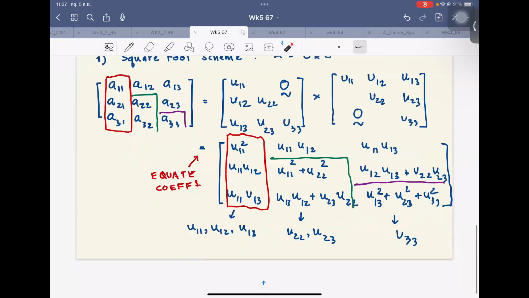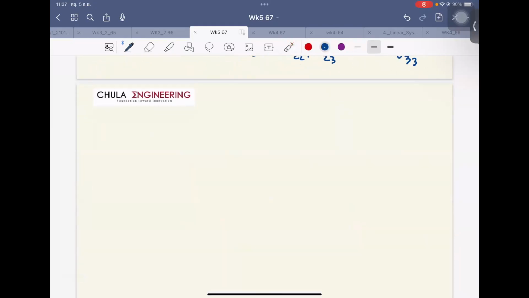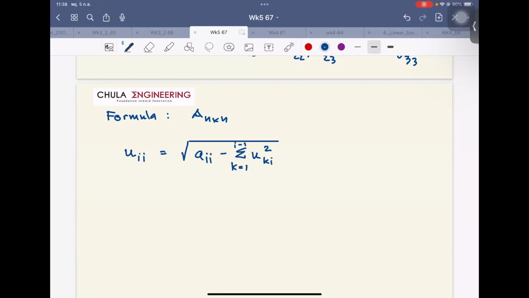By this observation, now we can write the formula, and here's the formula. You may check. Now for general A, that is n by n. Not a general matrix, it has to be symmetric and positive definite. But general means that for n unknown, not just 3 unknowns. We can have the formula for U_ii, where i means the diagonal element: the square root of A_ii subtracted by the summation of U_ki square, k from 1 to i minus 1. You can see this formula in the lecture note.